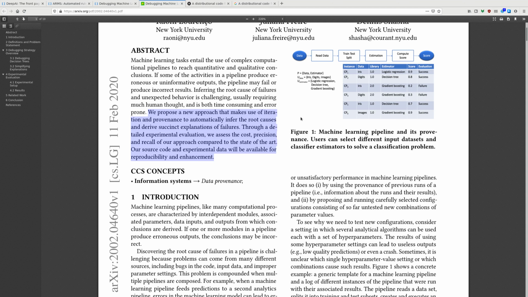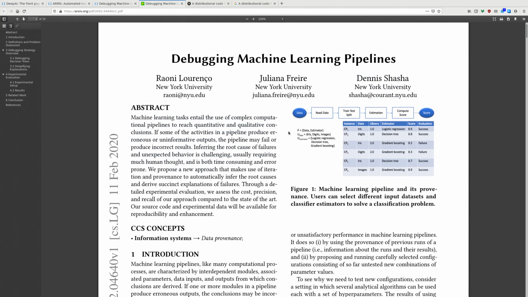This paper proposes a new approach that makes use of iteration and provenance to automatically infer root causes and derive succinct explanations of failures of machine learning pipelines. So today I'm reading Debugging Machine Learning Pipelines from Raoni Lourenço, New York University, Juliana Freire, New York University, Dennis Shasha, New York University.